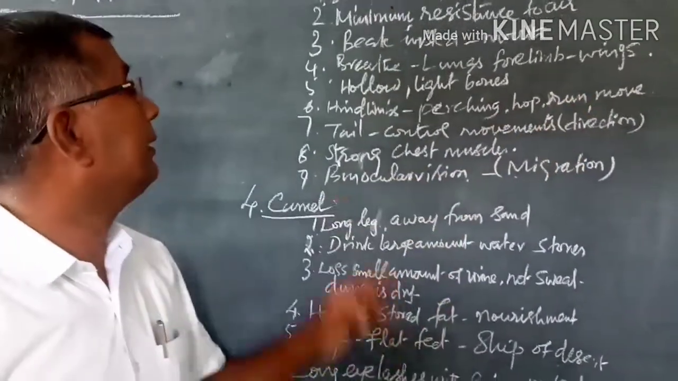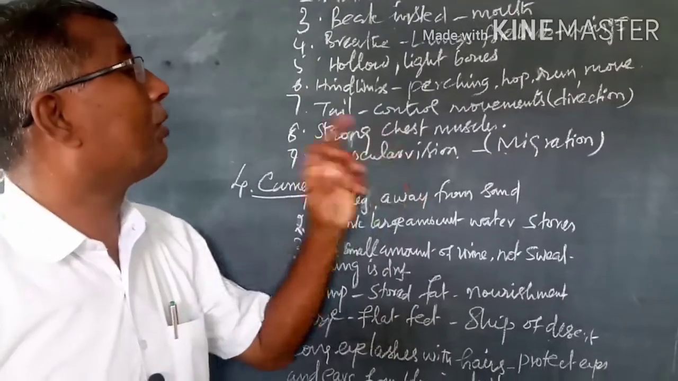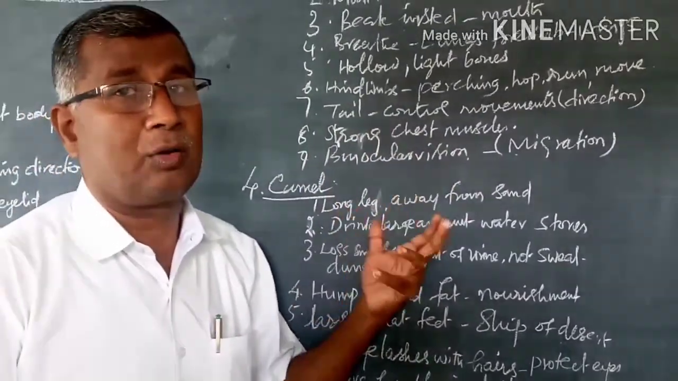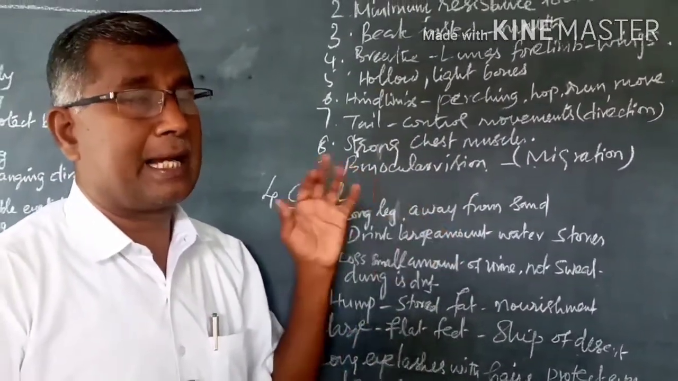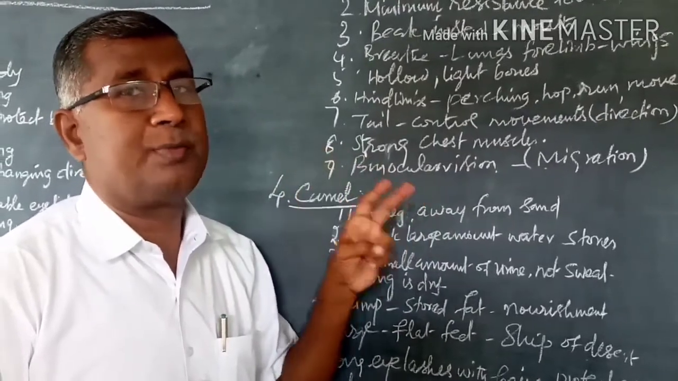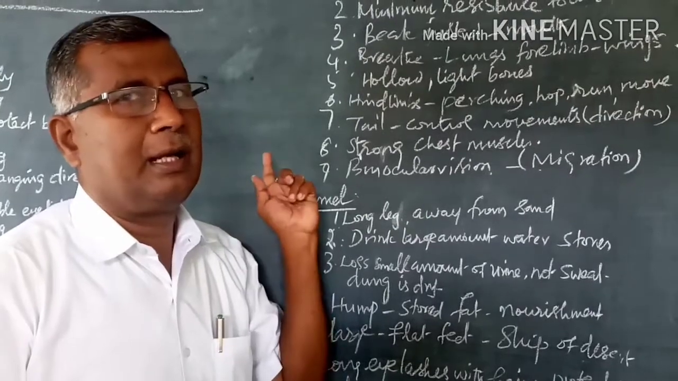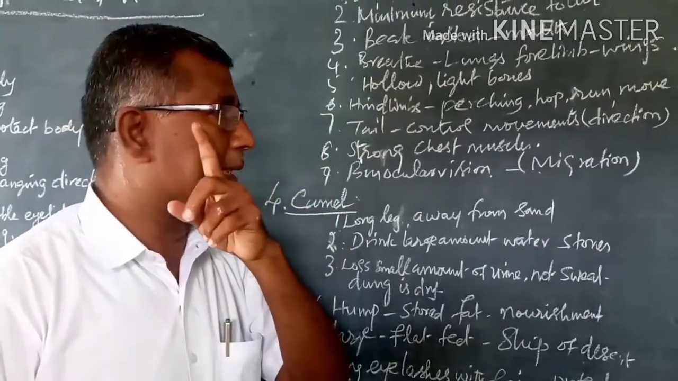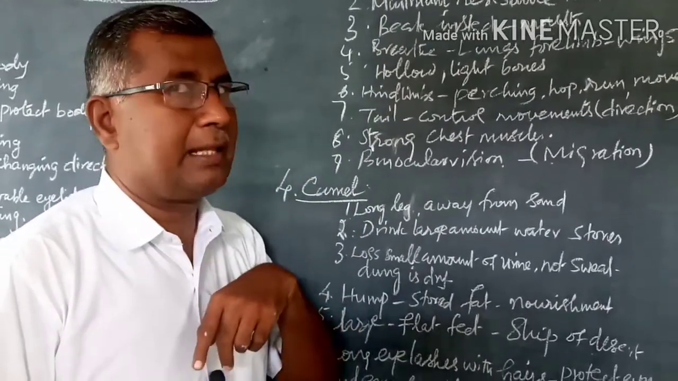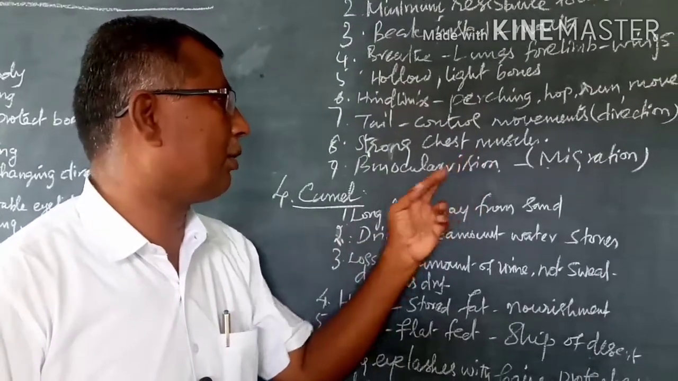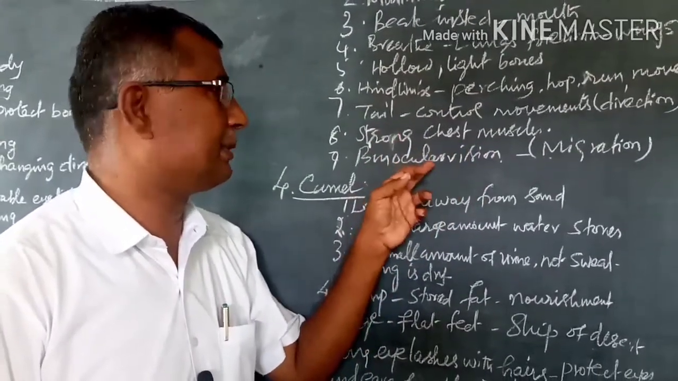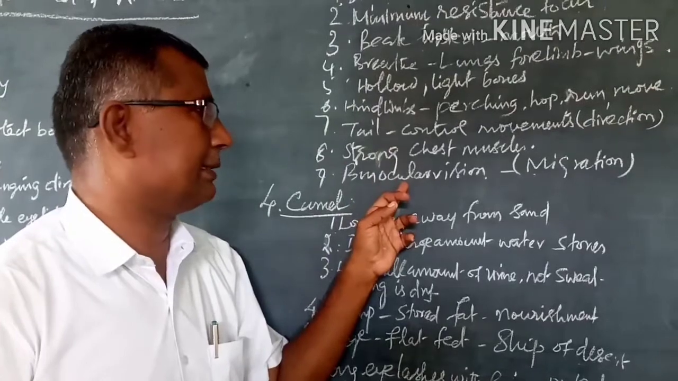Understand? Then they have binocular vision. Very important. Binocular vision means a bird can see two objects at the same time. The left eye sees one object at the same time as the right eye sees another object. That is called binocular vision, especially for birds.